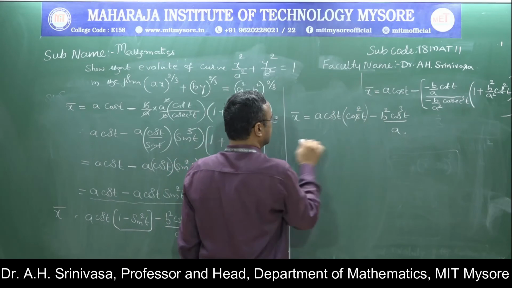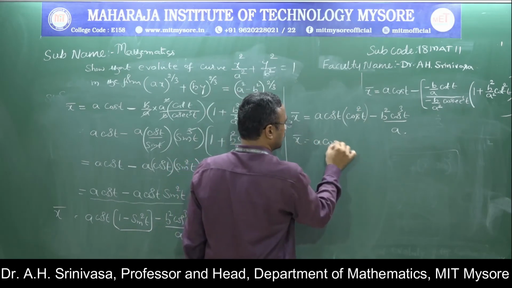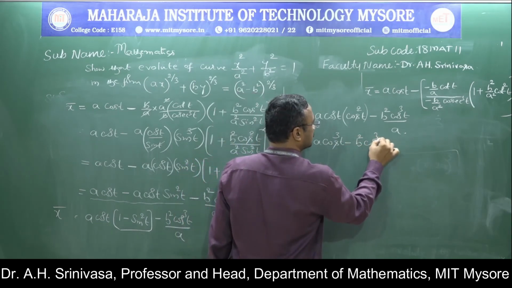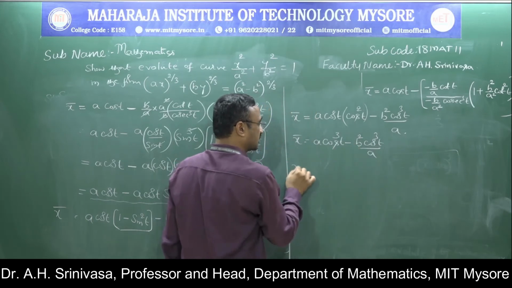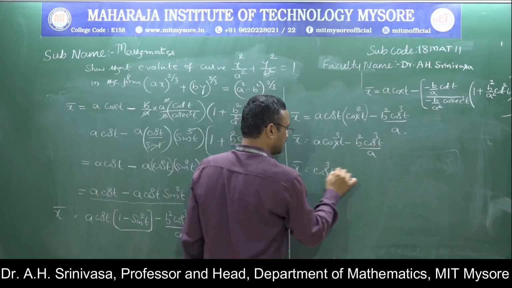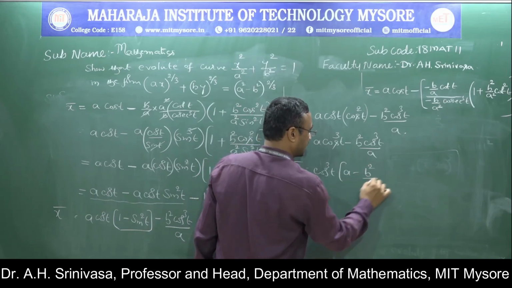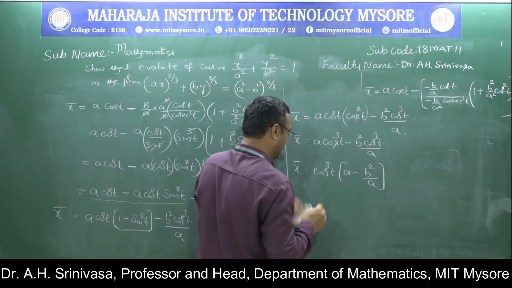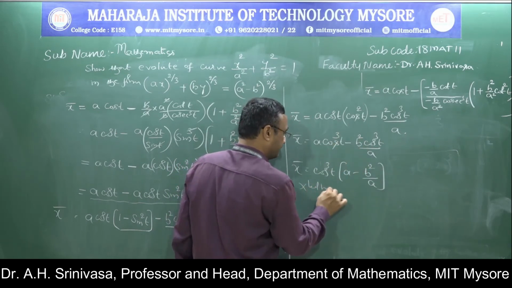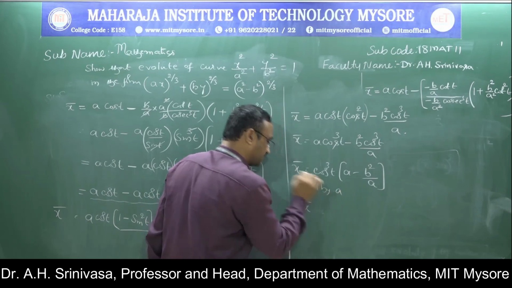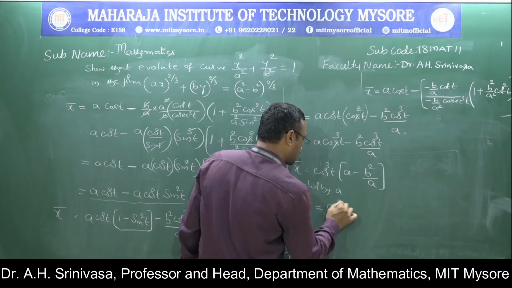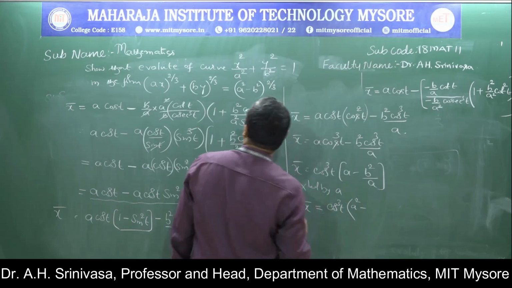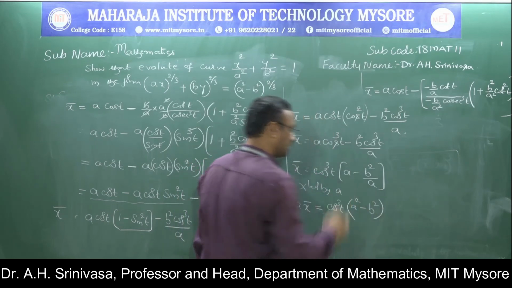The product of these two also becomes a into cos cube t minus b square cos cube t by a. Now take the common factor of cos cube here also. It becomes a minus b square by a. Take an LCM, multiplied throughout by a. This becomes a x bar equal to cos cube t into a square minus b square. You get the equation in this form.